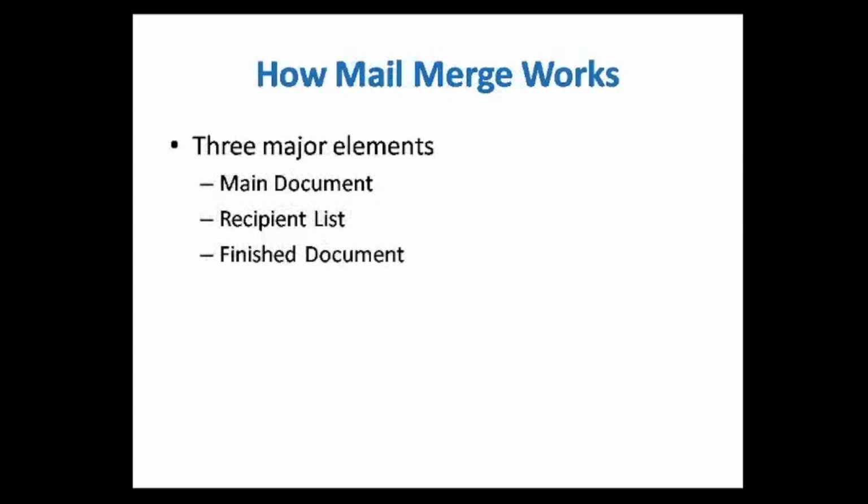There are majorly 3 different elements. The first is the main document that you are going to start with. Number 2 is the recipient information, or you can say the recipient list, which contains the recipient information such as the person's name and address that you want to merge with the main document. And the third is the finished document, which includes the information in the main document plus each recipient's unique information.